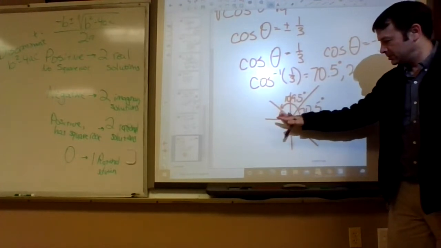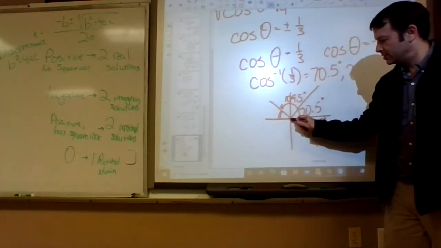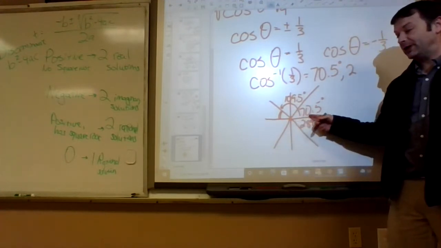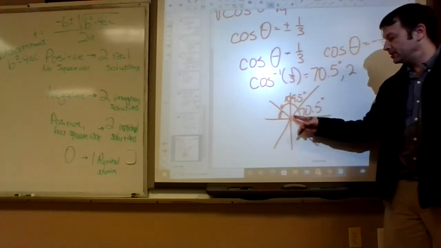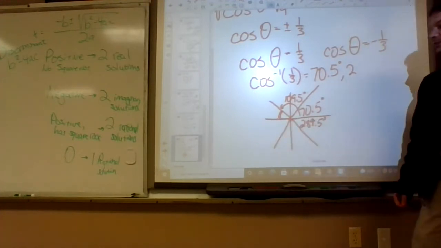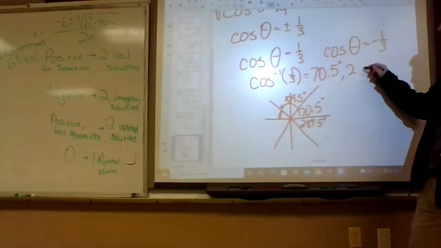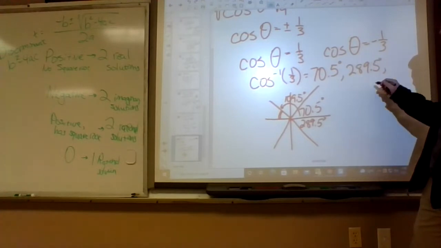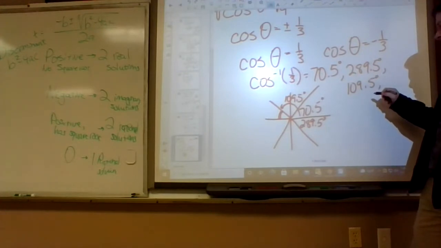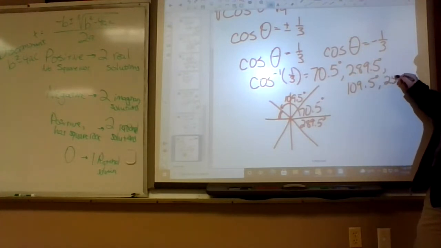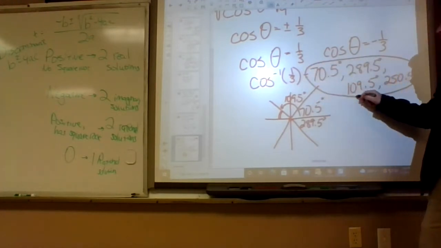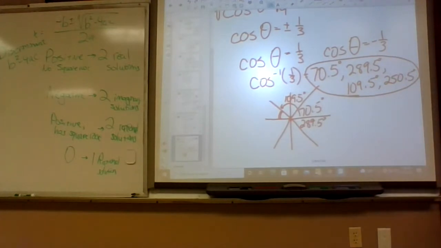So anyway, its cosine is negative here and here. So we need the third quadrant angle. 70.5 is our reference angle, so we need to do 180 plus 70.5. That's 250.5. So those are the four answers.